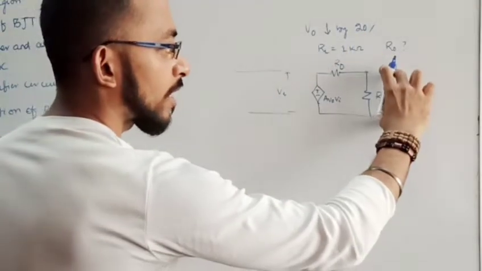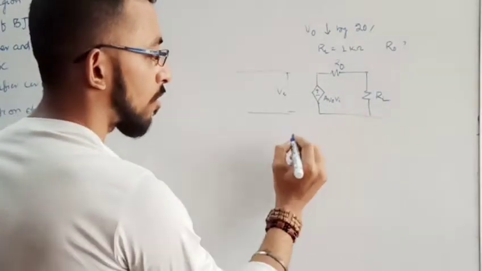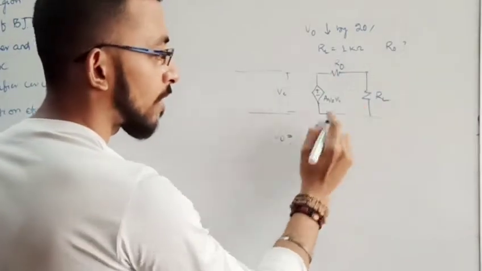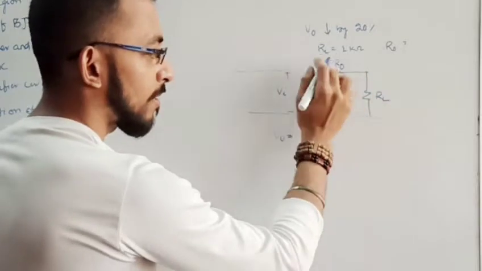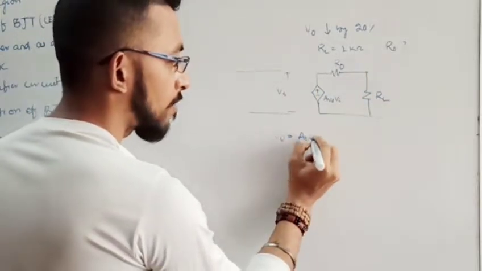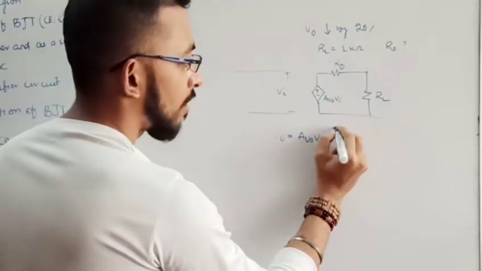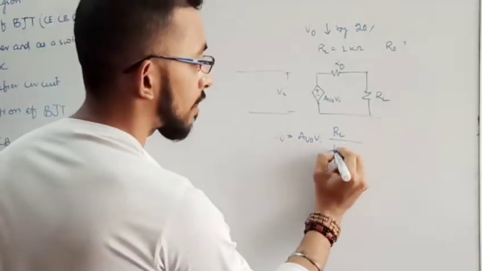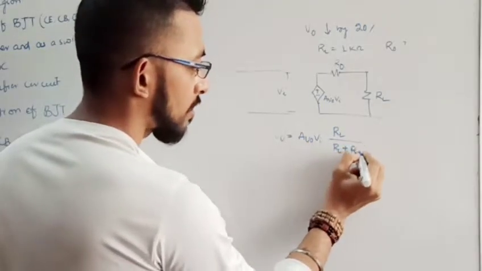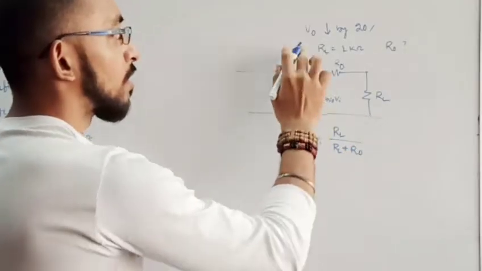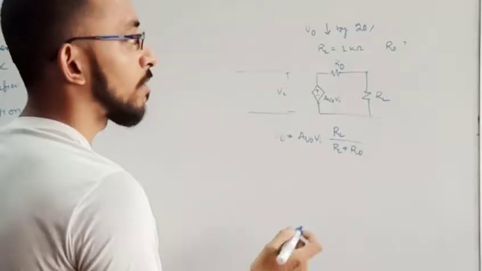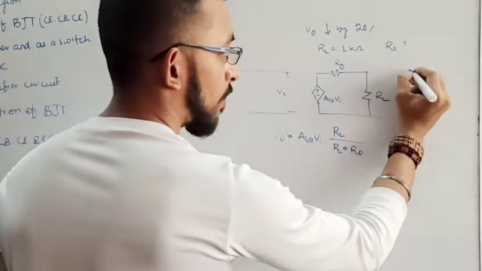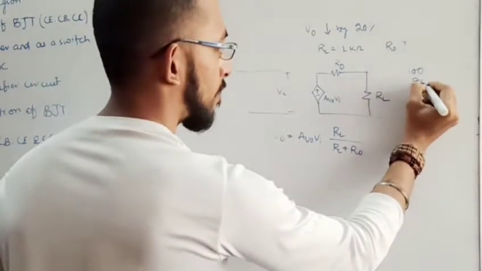So my output is decreased by 20%. What is the output across the load? There will be a voltage divider: source voltage multiplied by load resistance divided by the sum of resistances. So A V naught into Vi multiplied by RL divided by RL plus R naught. It is given that V out is decreased by 20%. Decreased by 20% means if before it was 100, now it becomes 80.